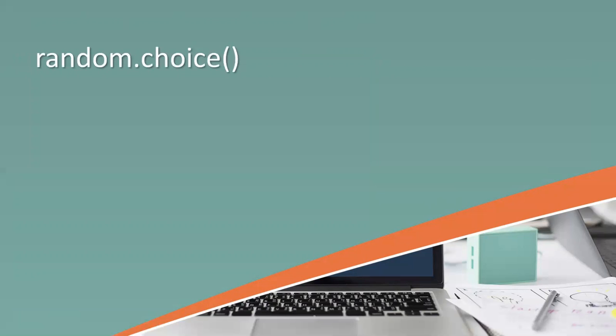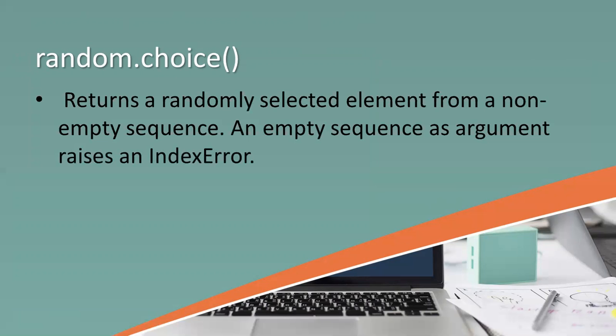Now the next function is the choice function. It may generate any element of the passed sequence. So it needs one argument to be passed, that will be the sequence, and it returns a randomly selected element from a non-empty sequence. It means we have to pass one sequence here. The argument will be of type sequence. Sequence may be a list, may be a tuple, or it may be a string also.